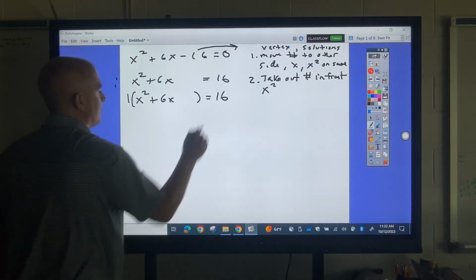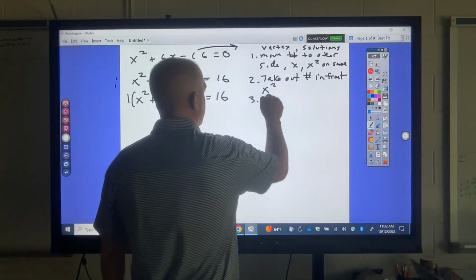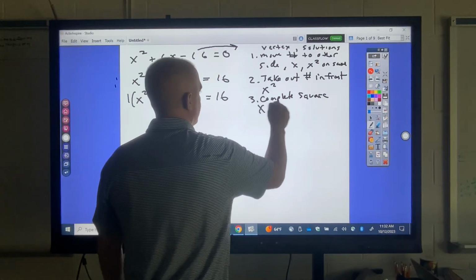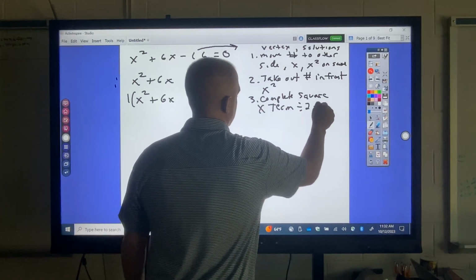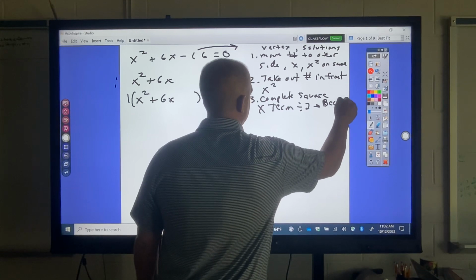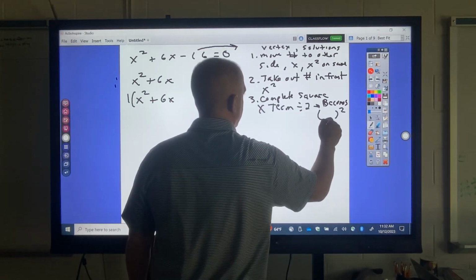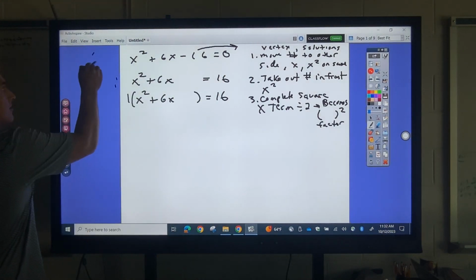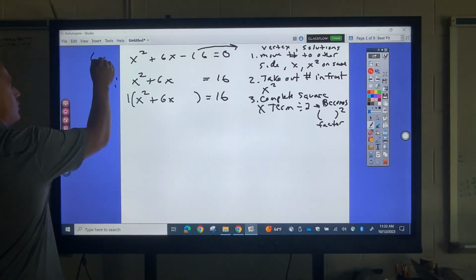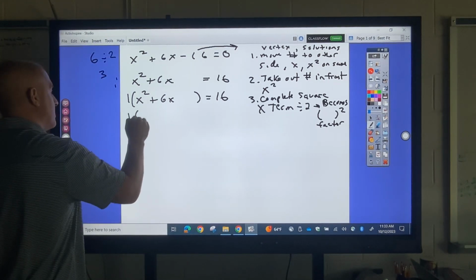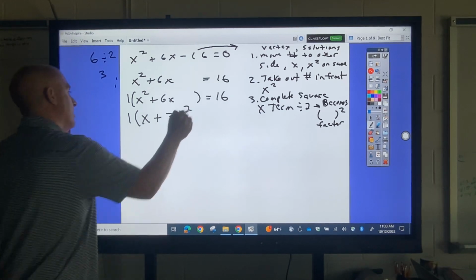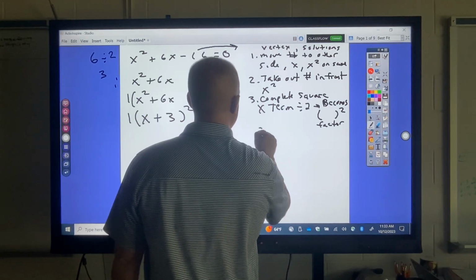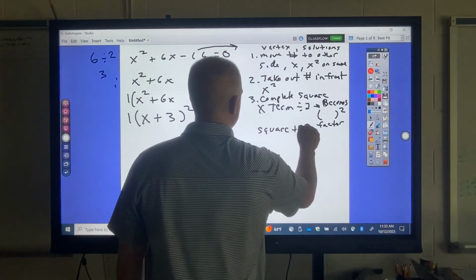All right? Now, what I want to do is actually do the completing the square part. Here's how you do that. Take your x term, divide it by 2. That becomes the squared factor. So, here's what I mean. If I take 6 and divide 6 by 2, I get 3. So this is going to become x plus 3 squared. Then I want to square the previous result.